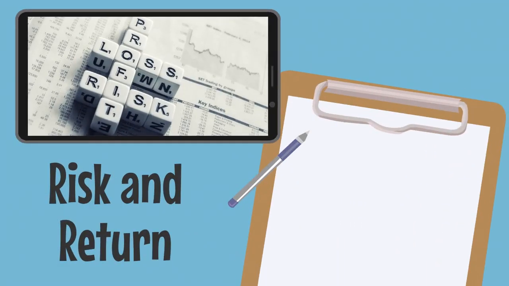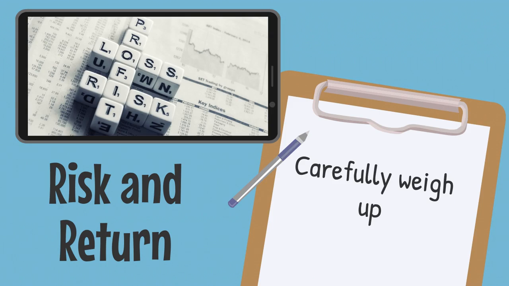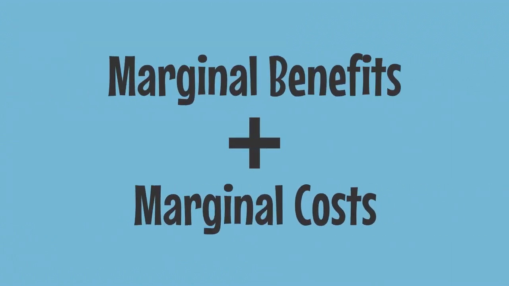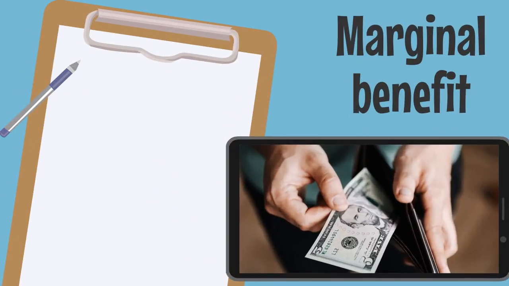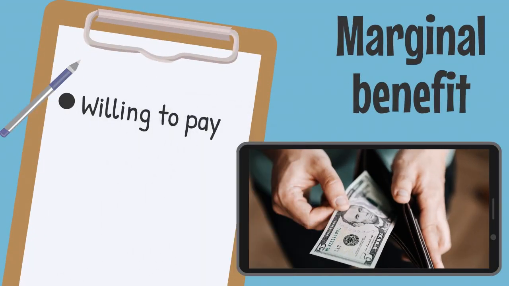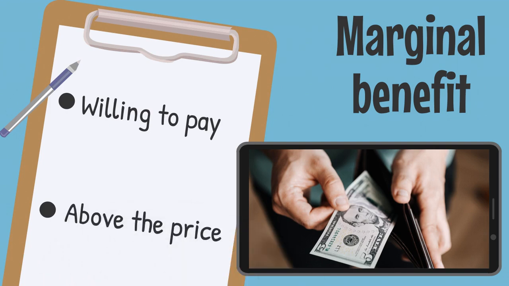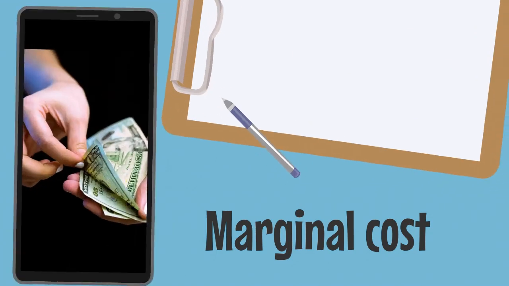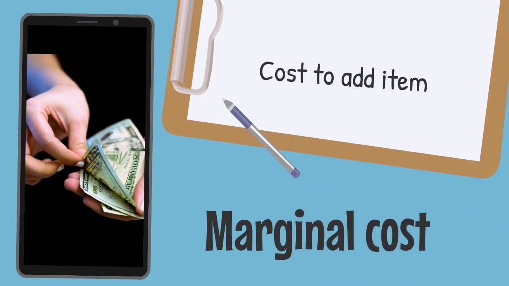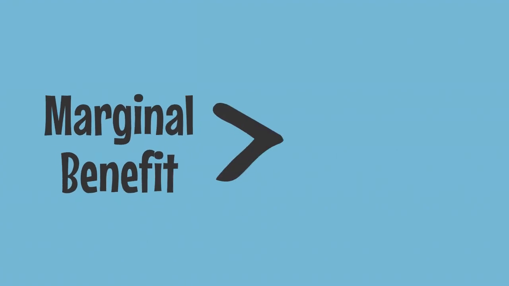Business owners need to carefully weigh up the return that they get for the risk that they take in their business. Marginal benefits and marginal costs. The marginal benefit is the maximum amount a consumer is willing to pay for a product or service, over and above the price of the item or service for sale. Marginal cost, however, is the amount it will cost to add the item or service. When the marginal benefit is greater than the marginal cost, there is a profit.